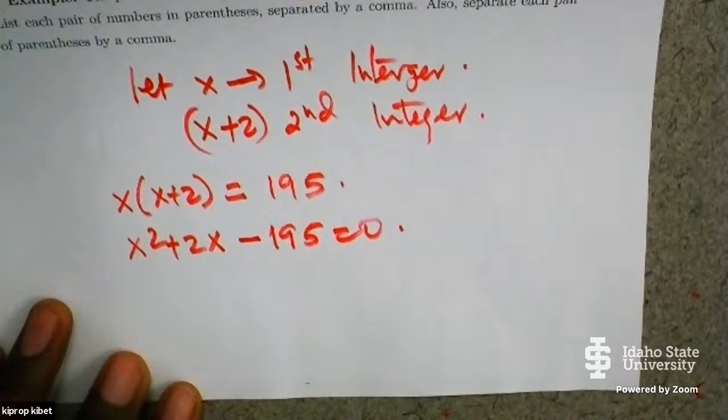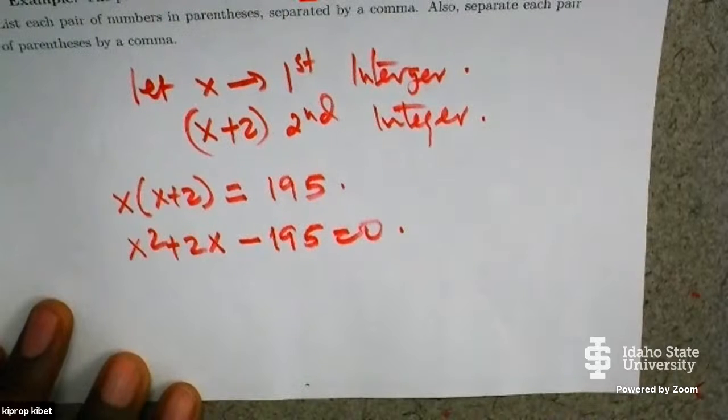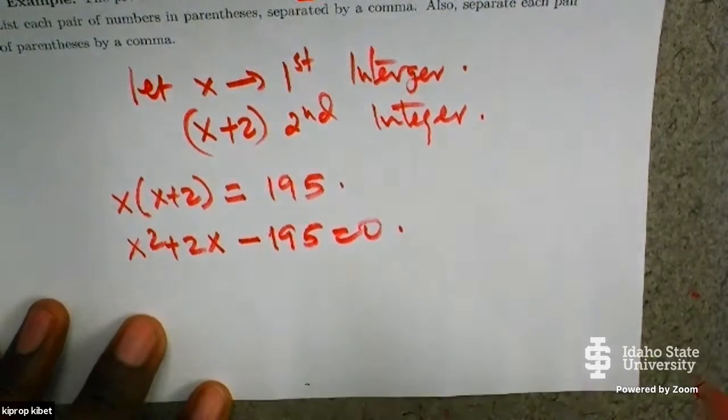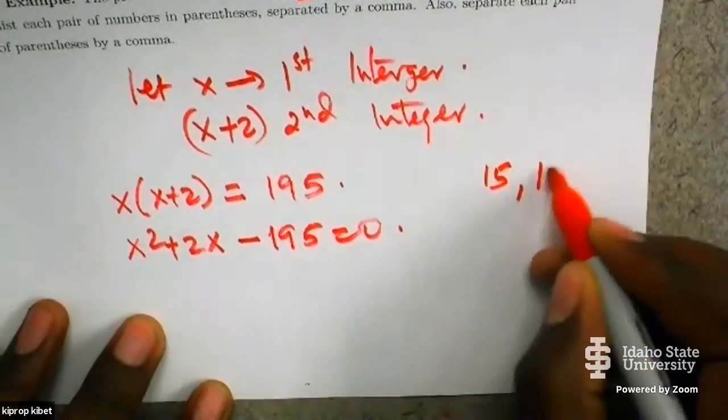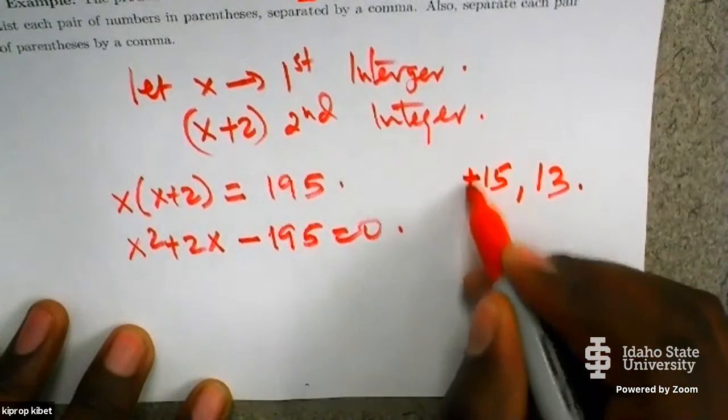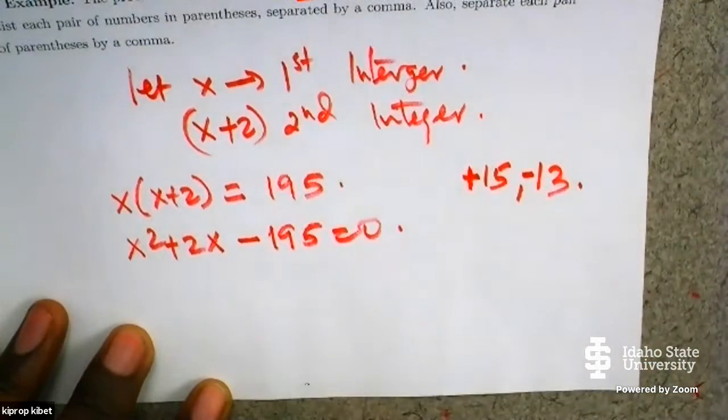So now the product is negative 195 and the sum is 2. What are the two numbers? That number should be ending with 5. There should be one with 5. 15, negative 13. So if we take 15, and so we have 15 and what? 13, right? So which one will be negative? 13.